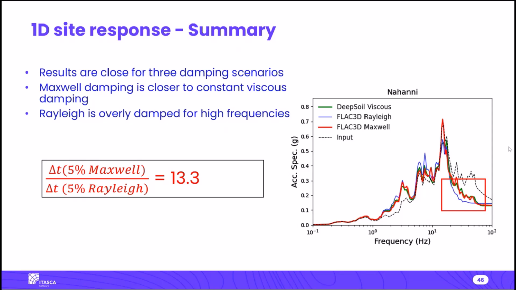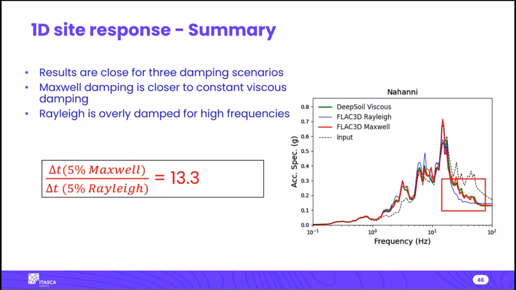So if you look at the result, we can see that Rayleigh damping has a much lower spectrum compared to the other two. Maxwell damping is much closer to the deep soil viscous. Why is the result like this? Because Rayleigh damping is overly damped at high frequency content. Of course, at low frequency, because the inertial effect is not so important, but at high frequency, we can see some differences.